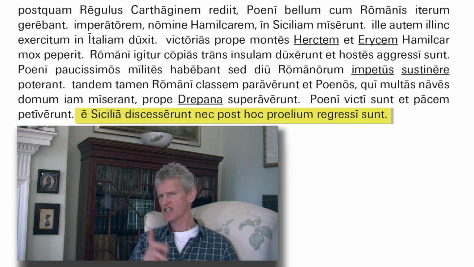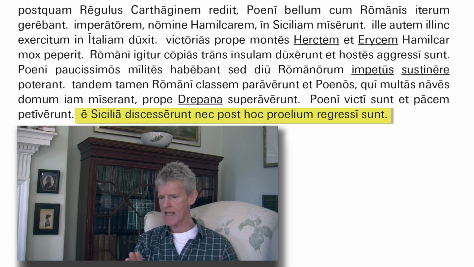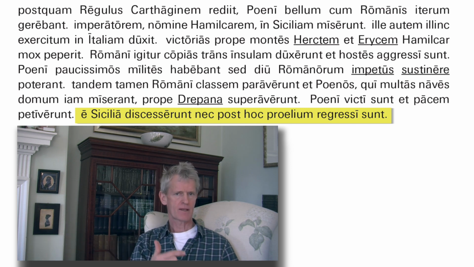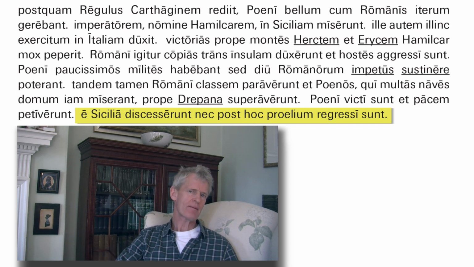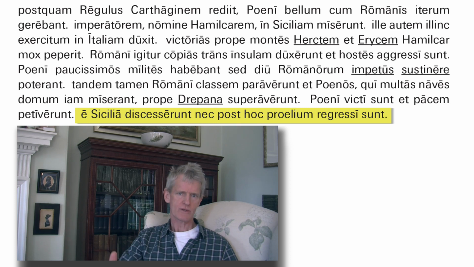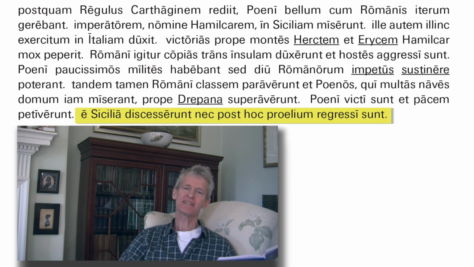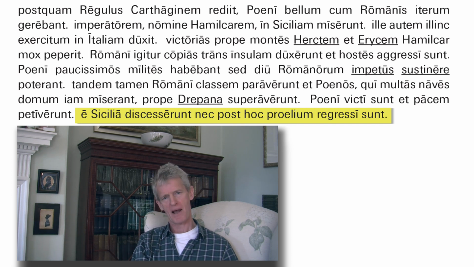Okay? Just remember, I have so many wonderful little rules, but in Latin you should not really ever say et non. That's really bad form. So instead of et non, we tend to say nec tamen, meaning and not, however. And here you don't really need the tamen, it's just nec, and not. But do not say et non. So, they departed out of Sicily, and after this battle, they did not come back.